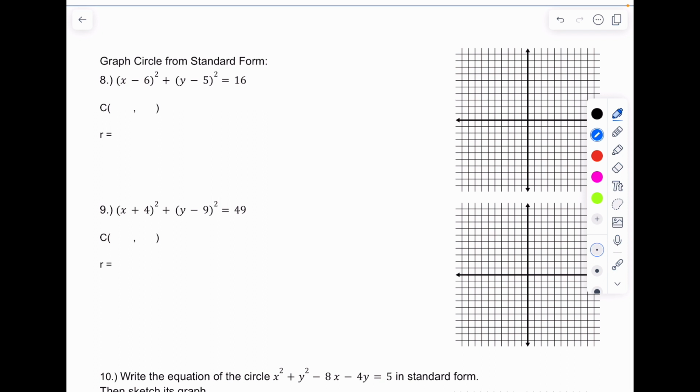Graph the circle from standard form. Standard form, we can look up or just remember, is (x minus h) squared plus (y minus k) squared equals r squared. We have both numbers set up in the negatives, which makes it easier, so we just have 6 and 5. Our r squared is 16, so our r is 4. Keep in mind, this number right here is r squared, and if I'm looking for r, you have to take the square root of that. R squared, to get to r, needs a square root.